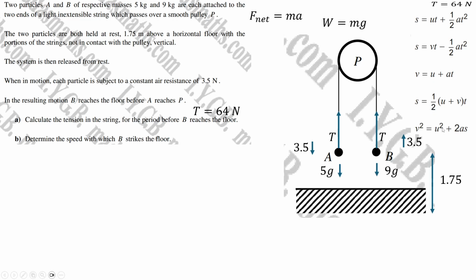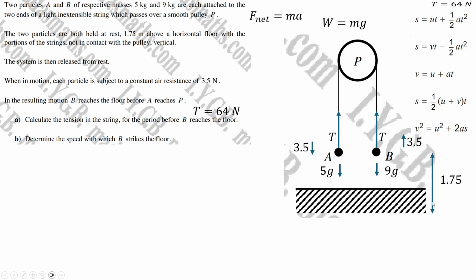We don't have time. This is the only equation that doesn't give us time, so we'll use this one. The final velocity of B, we don't know what it is because that's what we're looking for. Its initial velocity is 0 because it was released from rest. Its acceleration, we know what that is. I'll get to that in a second.